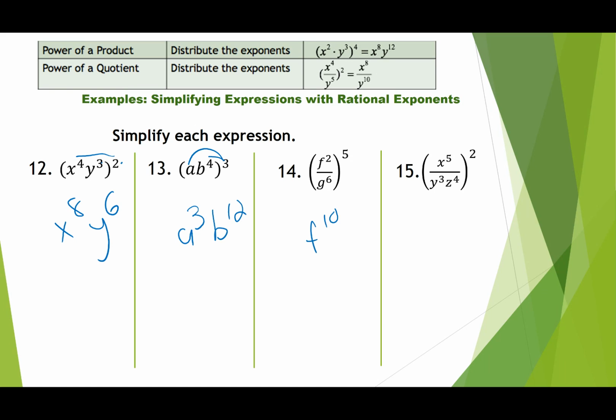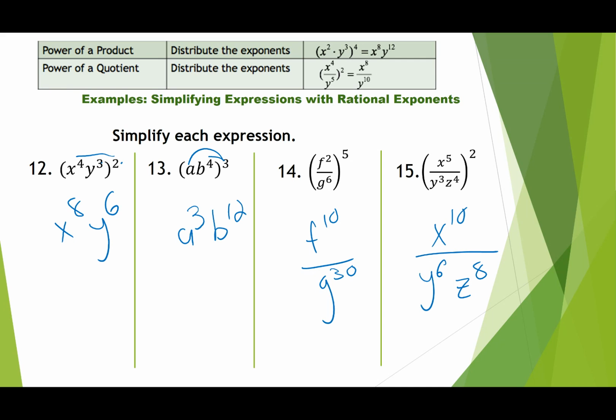This would be f to the 10th over g to the 30th. I almost wrote 12 for a second there. I don't know why. G to the 30th. And then this one, I've got a lot of pieces, but it's all still the same. X to the 10th, y to the 6th, and z to the 8th.